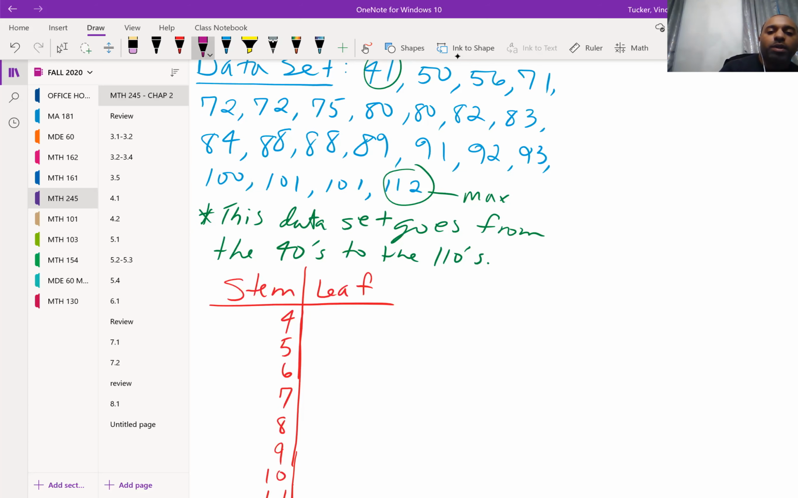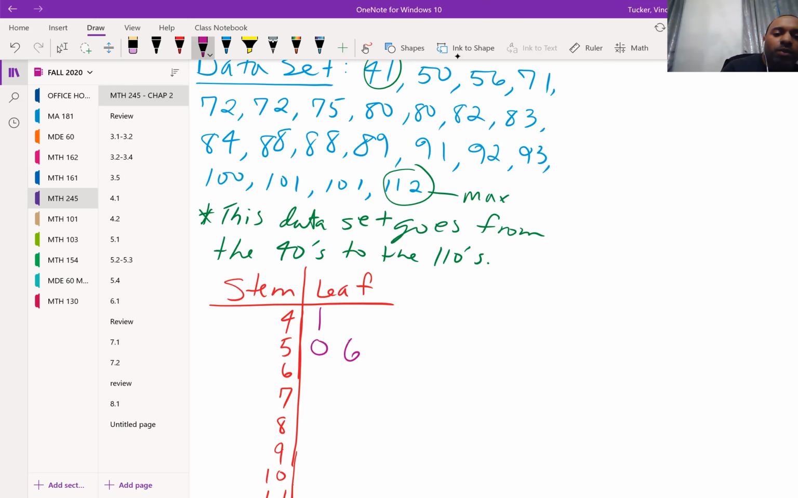First number is 41. So under the 40s, I would put 1. And that's all I will put. So each leaf represents a data value that you see. So like I said, that would be 41. The next one would be 50. So I'll put a 0. Then 6 for 56. And that's it.